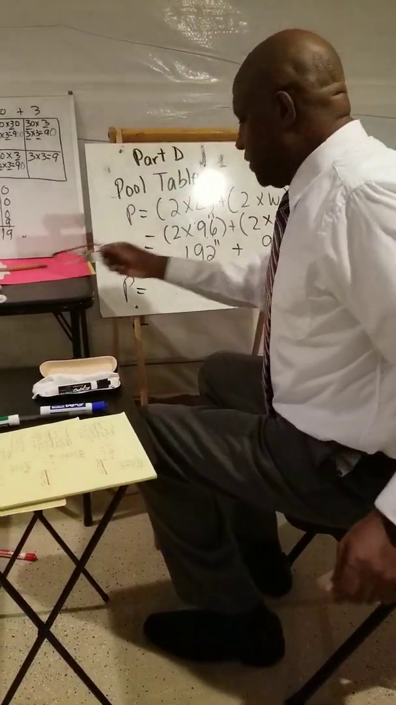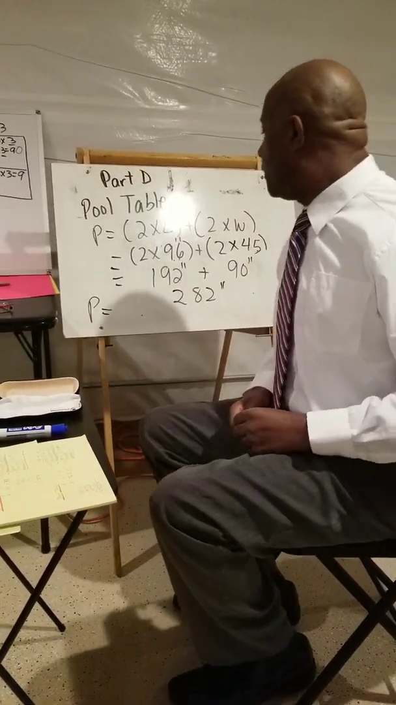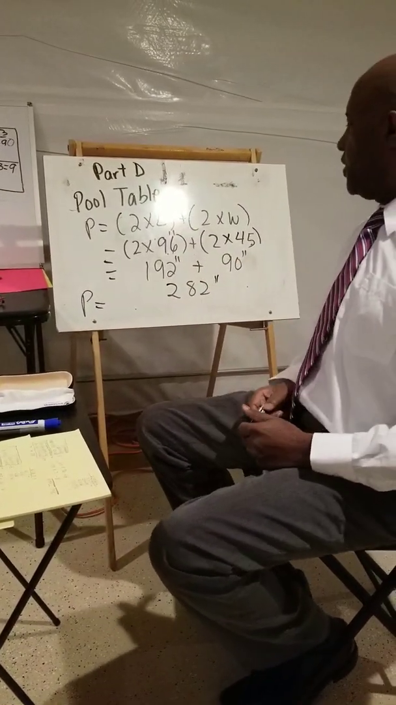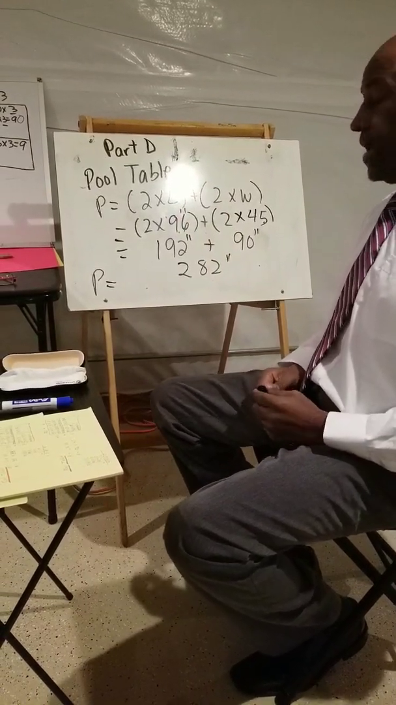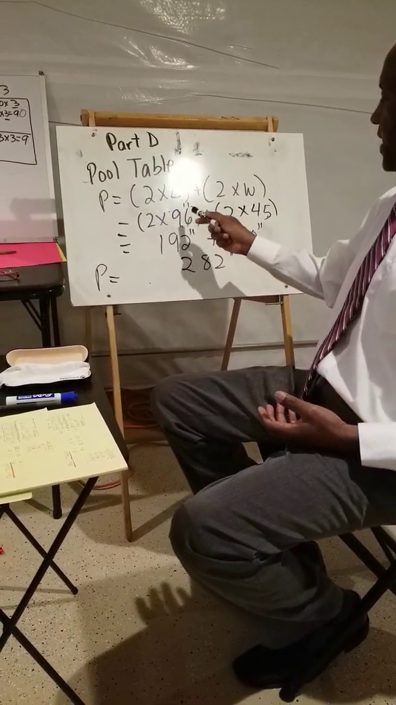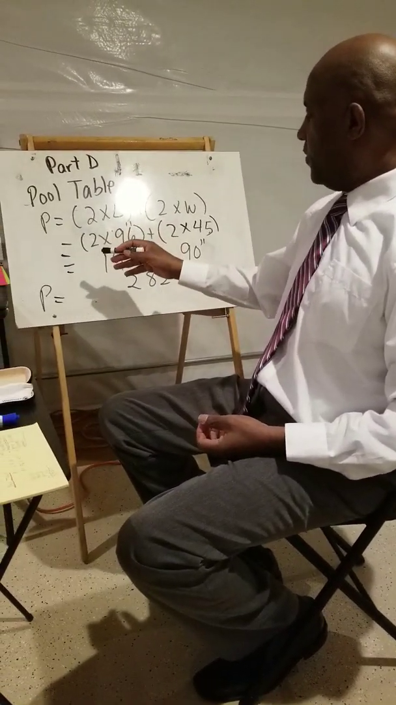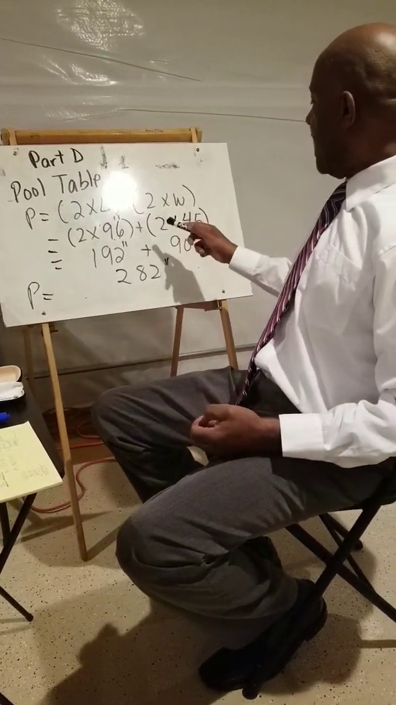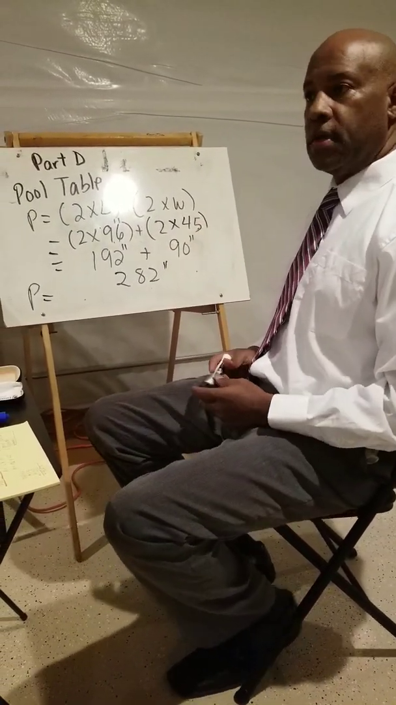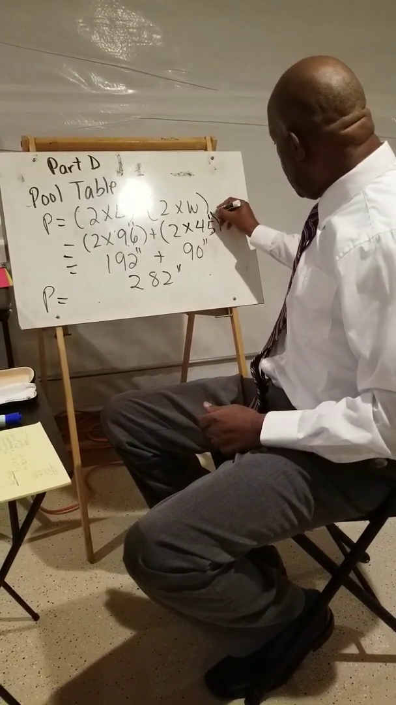Okay, so once again, when we did try to find the perimeter for the pool table, we took one side, which was the length, and Miss Stuckey, I found out that one length was 96 inches. So now the formula, we have 2 times L, 2 times 96 inches. Then we add the width to it. We found the width of the pool table was 45 inches.